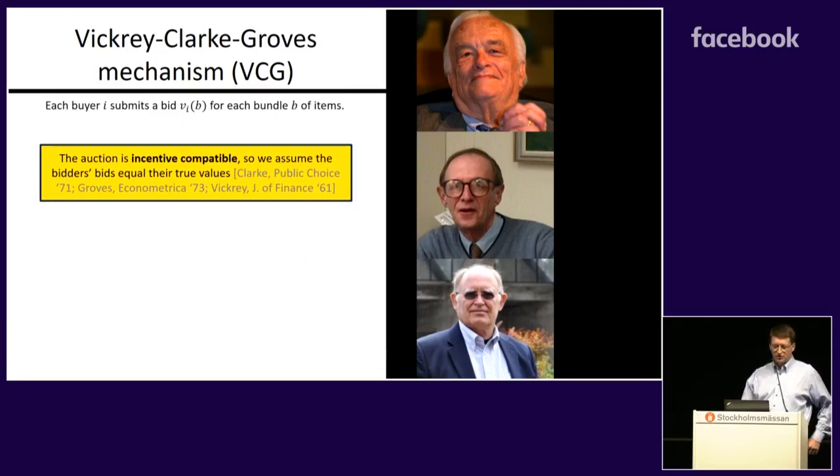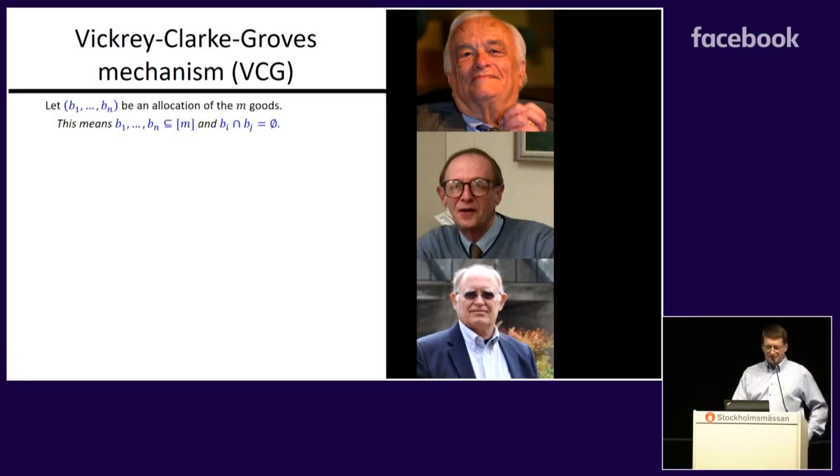How it works: first, each bidder submits a bid for each bundle of items. And there's actually been quite a bit of work on how to make this step simpler with more sophisticated structured bidding languages and preference elicitation techniques and so on, but we are not going to talk about that in this tutorial. So don't worry about that complexity now. Just say that everybody bids on every bundle.